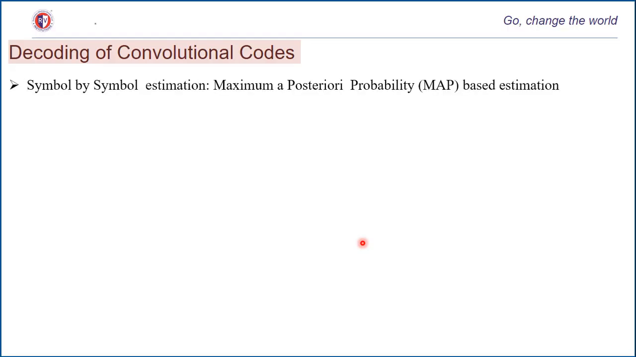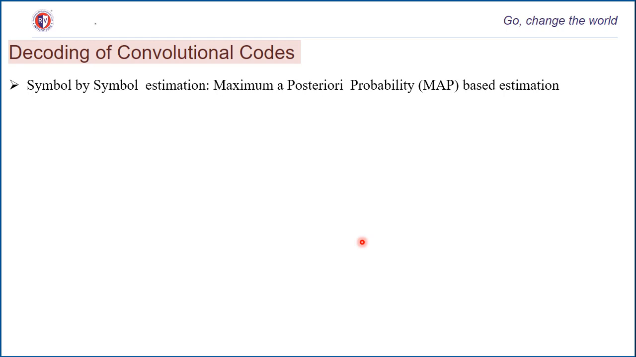Welcome everyone. Welcome to another lecture on convolution codes. So far we have discussed what convolution codes are, the basic structure of convolution codes, representation in various types of convolution codes, and also in the last video we saw how to derive a transfer function for a given convolution encoder. Having studied convolution encoding so far, let's try to understand the various types of decoding such convolution codes.